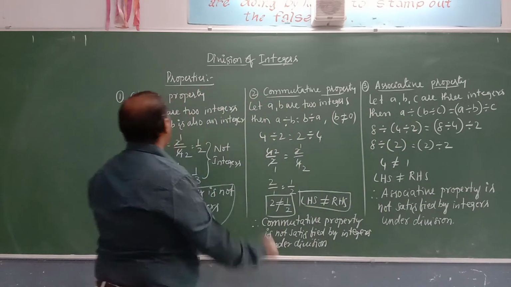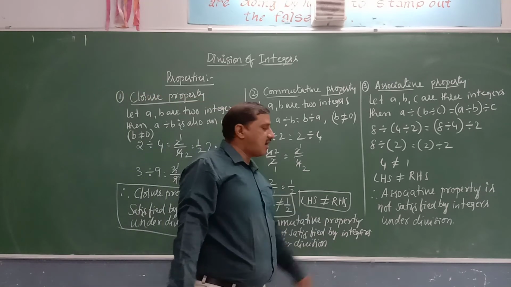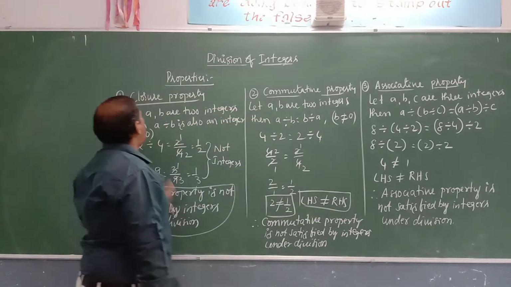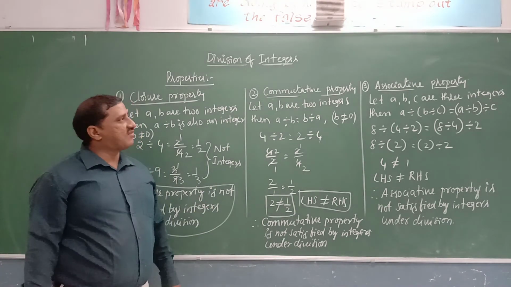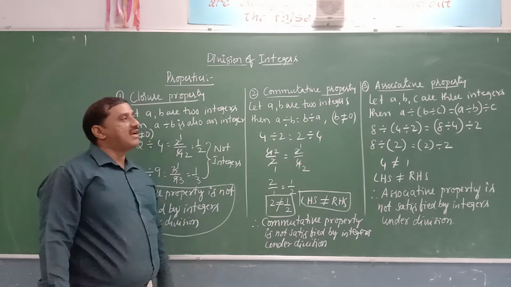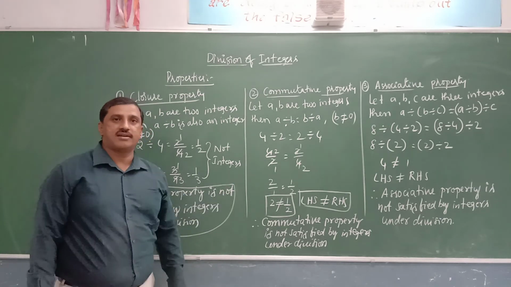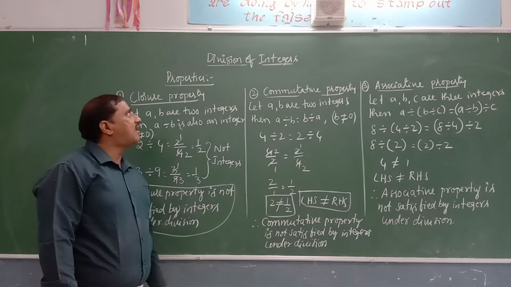So which property? The associative property is not satisfied by integers under division. That means the closure property is not satisfied, the commutative property is not satisfied, and the associative property is also not satisfied by integers under division. Is it clear, children? These are some of the properties we have studied under division.